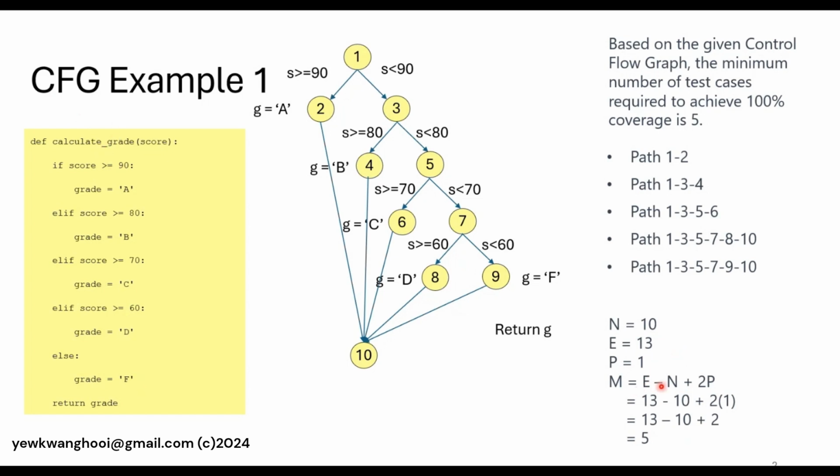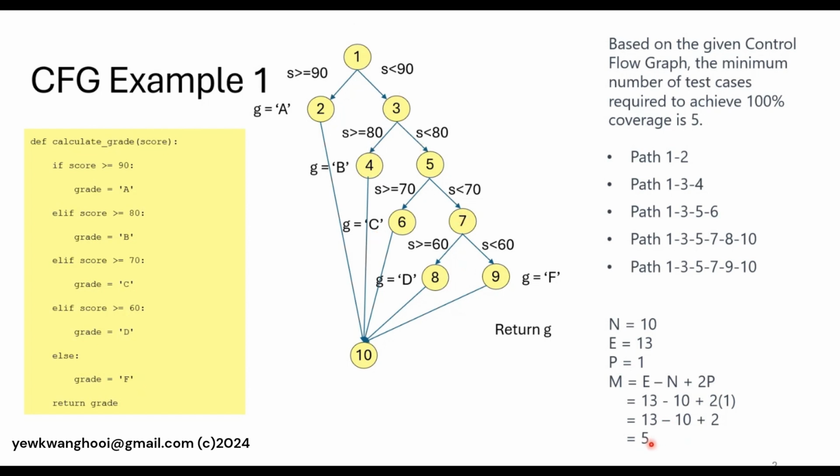So we take the formula E minus N plus 2P. 13 minus 10 plus 2, you get 5. So there should be a minimum of 5 test cases. Minimum 5 test cases. But the 5 test cases should not be repeating. It should cover all the conditions.